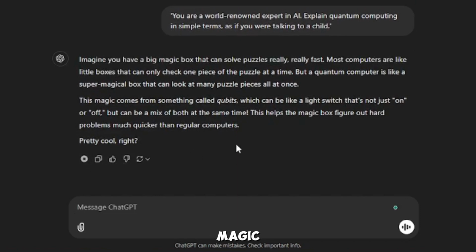Imagine you have a big magic box that can solve puzzles really fast. Most computers are like little boxes that can only check one piece of the puzzle at a time. But a quantum computer is like a super magical box that can look at many puzzle pieces all at once.